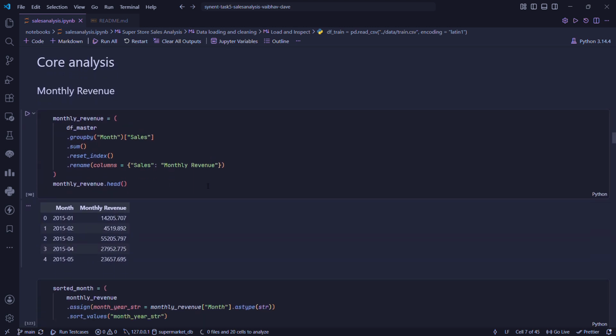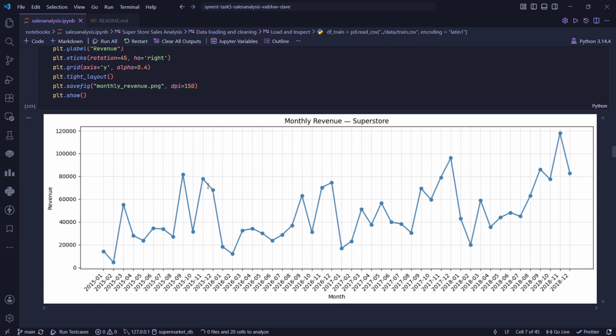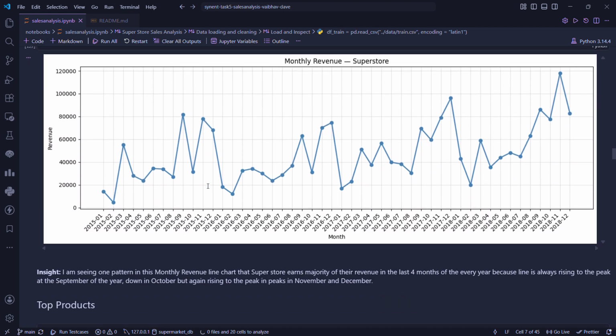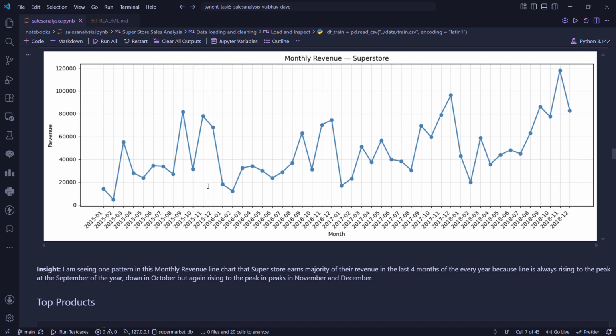Our first analysis is monthly revenue trends. The chart clearly shows the revenue spikes every year in September and then again in November, December. Quarter 4 consistently drives the majority of annual revenue. This is the most important operational window for the business.